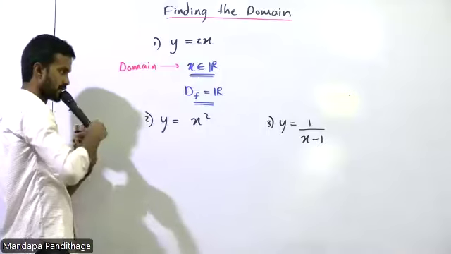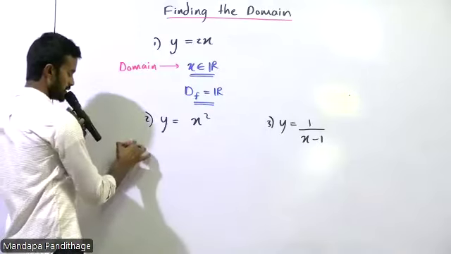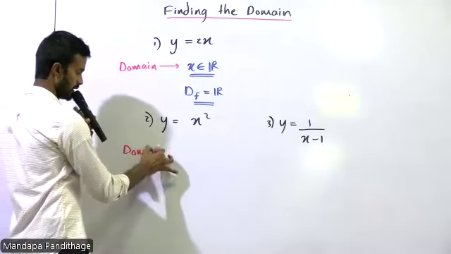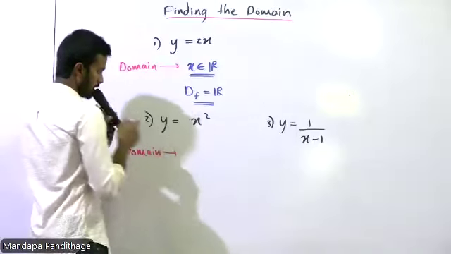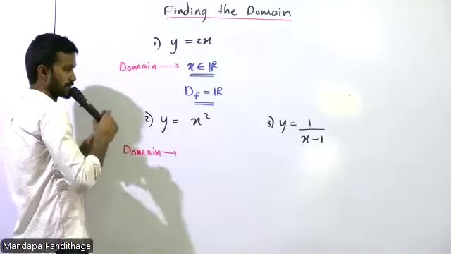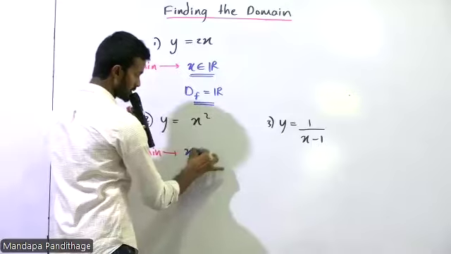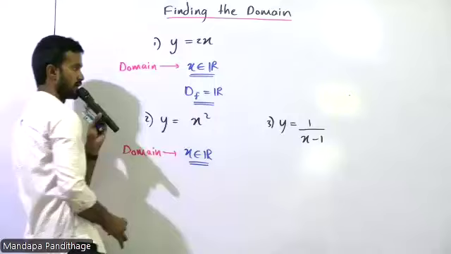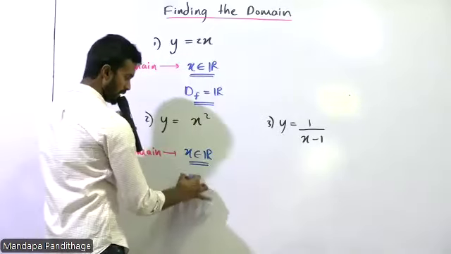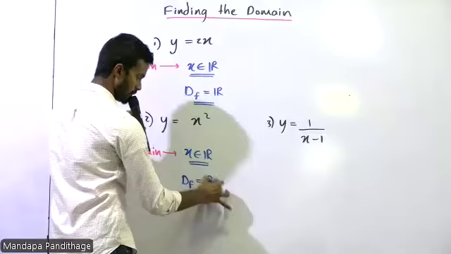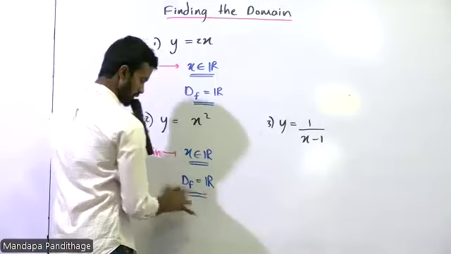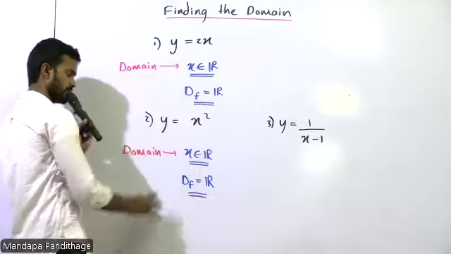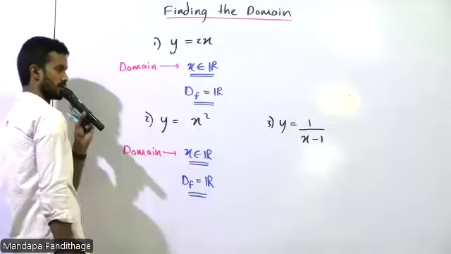Even in this case, the domain, x can be any value. So you can write either x is an element of the real number set, R being the real number set, or you can write the domain D_f is equal to the real number set. Because the domain is the set of values that x can take.